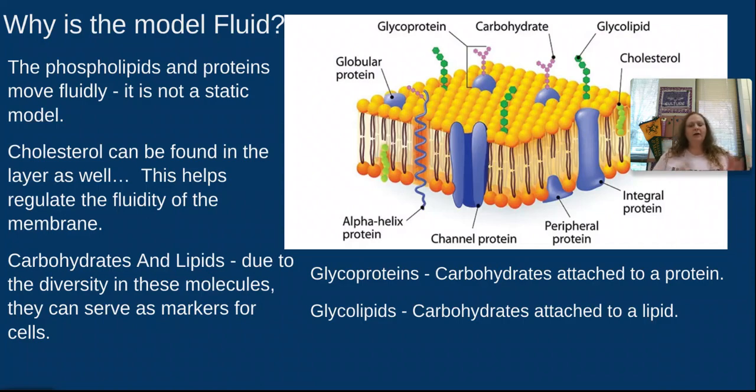So that's all we had time for today. Make sure that you understand this fluid mosaic model. You will see this model again, and make sure you understand all the components to it and why the cell membrane works the way it works.